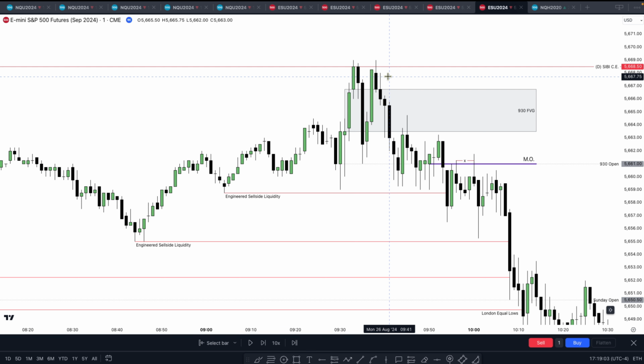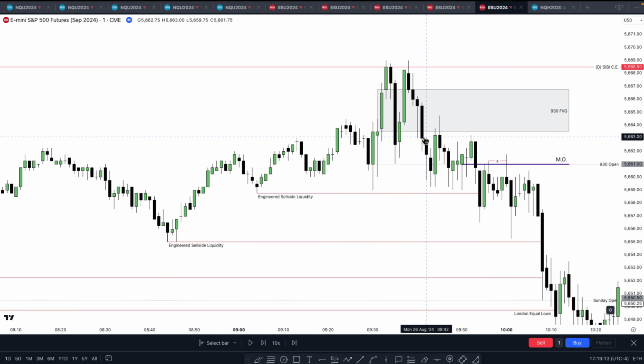Is that ideal? No, but what do we see again? The body's respecting CE of that daily SIBI. And then we do see us get back down below the 930 fair value gap. So now after we've closed below it for the second time, this is what I mean by you want to see the signatures of weakness, in this case since we're framing a short setup and short delivery. You want to see the signatures of weakness start to show you that you are correct about that potential scenario.